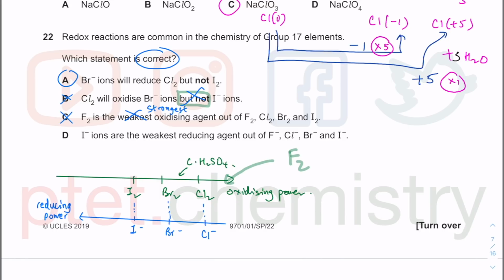And what is wrong with D? I minus is actually the strongest reducing agent out of this list, including the fluoride. It becomes a better reducing agent going down the group. An example of a good reducing agent is KI, K plus, I minus, a very good reducing agent. D is definitely wrong. It's not the weakest, it's the strongest out of this particular list of halide ions. So A is the only correct statement there.